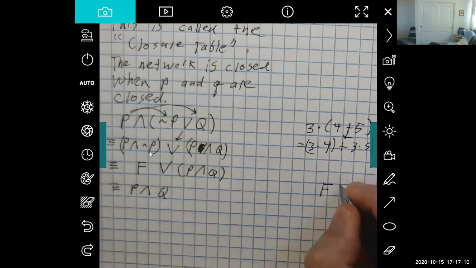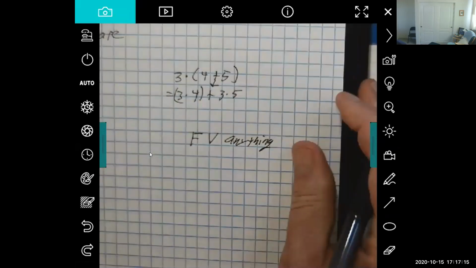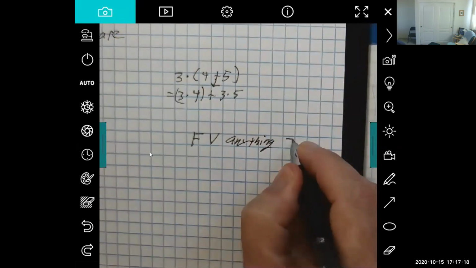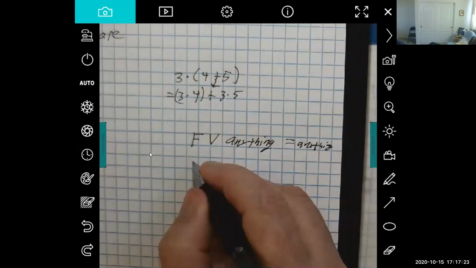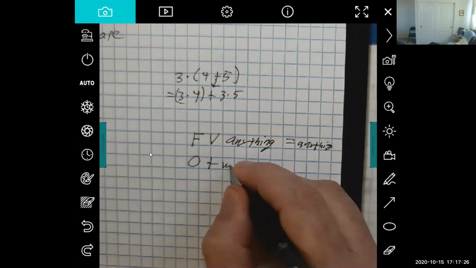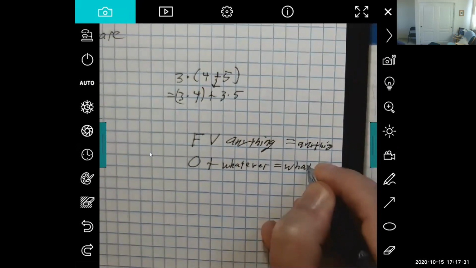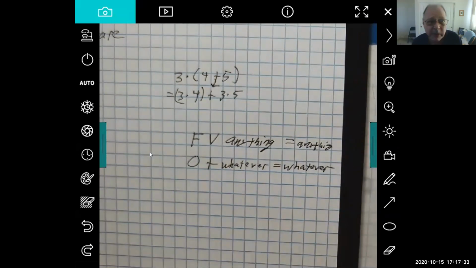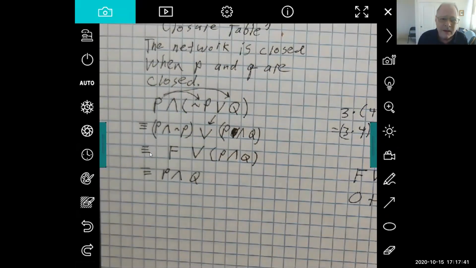See, false or anything equals anything. It's like 0 plus whatever equals whatever. So the whole expression boiled down to just P and Q. Network's closed when P and Q are both closed.